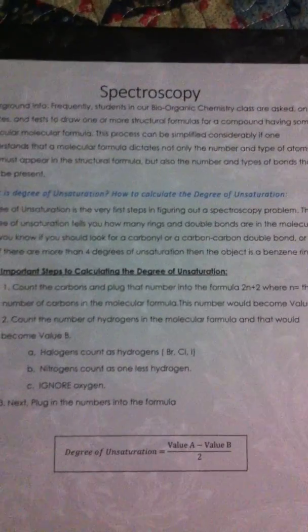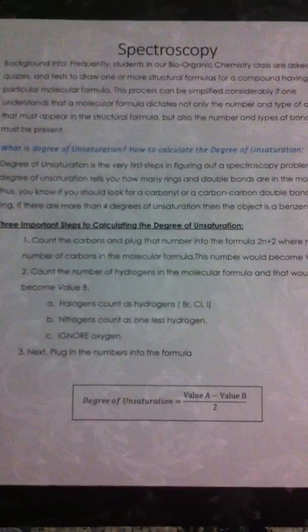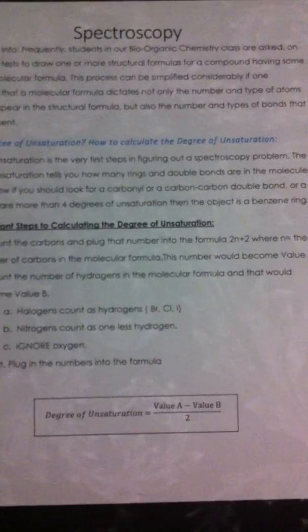First, you're going to count the carbons and plug that number into the formula 2n plus 2 when you have a molecular formula, where n equals the number of carbons in the molecular formula. This number becomes value A. For number 2, you count the number of hydrogens in the molecular formula, and that becomes value B. Halogens count as hydrogens, so that's Br, Cl, I, and a number of others. Nitrogens count as one less hydrogen, so they take one hydrogen away. And you can just ignore oxygen.